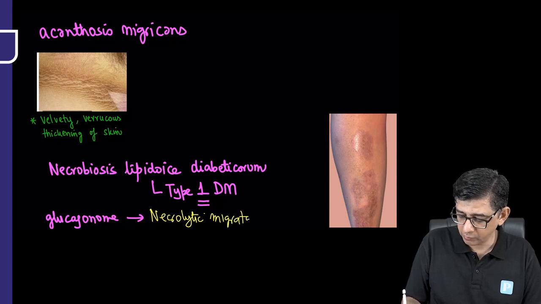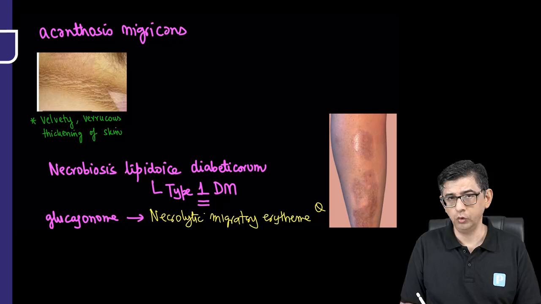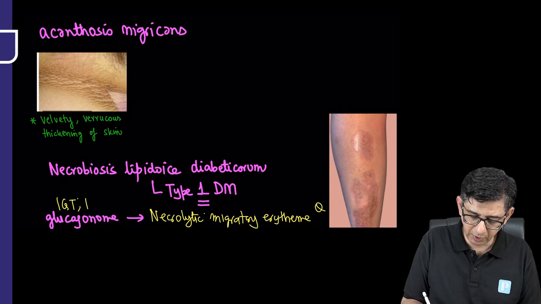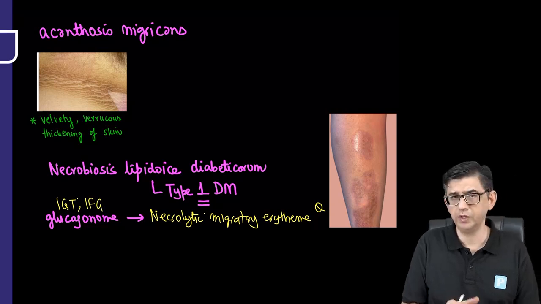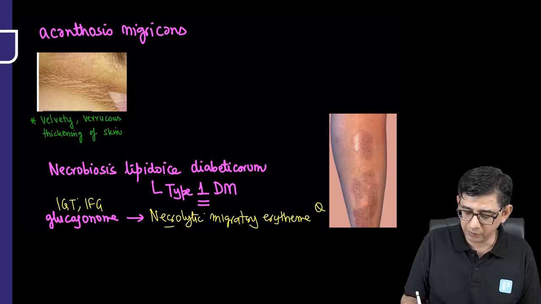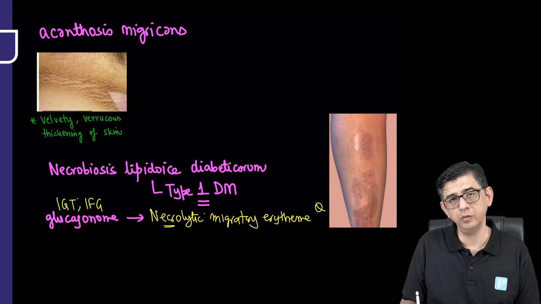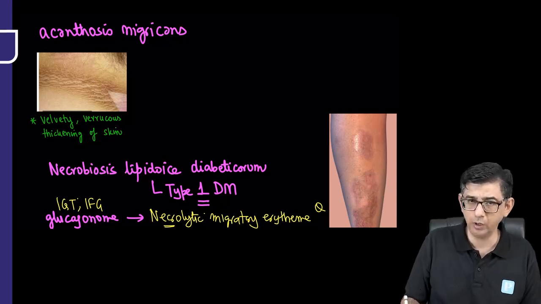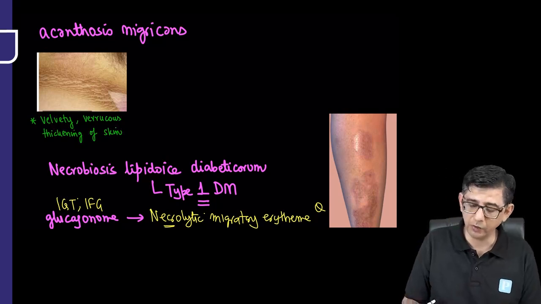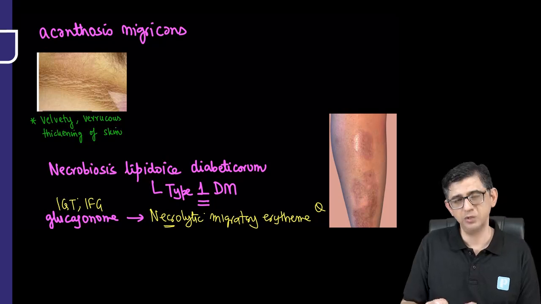So instead of just talking about acanthosis nigricans, first I'm trying to bring to your attention the ones that the examiner would like to ask. Glucagonoma again has impaired glucose tolerance. Glucagonoma patients will have impaired fasting glucose, and it can go into the diabetic range as well. So the skin manifestation is necrolytic migratory erythema. Necrobiosis lipoidica diabeticum: by reading the word diabeticum, everybody can answer diabetes, but which variety of diabetes? Type 1.